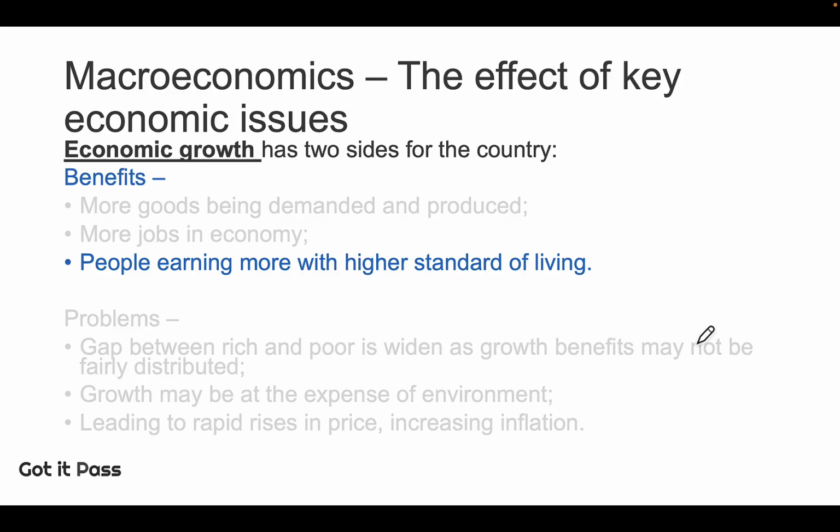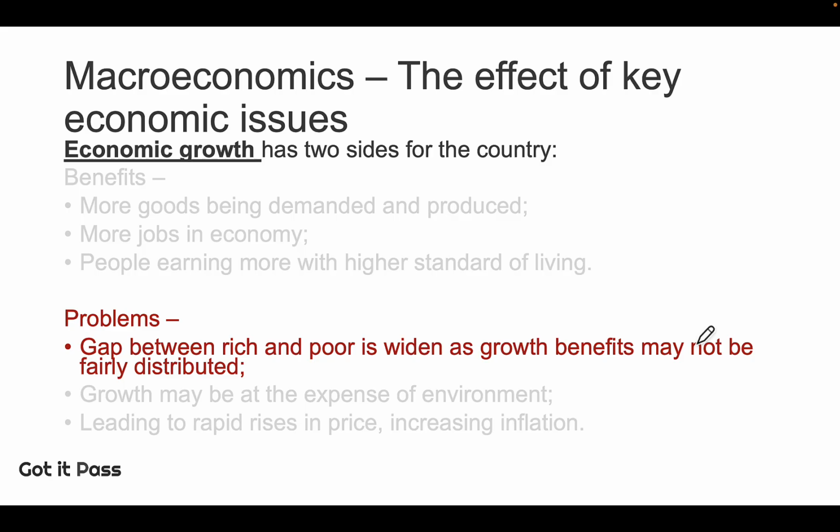But there are still problems when the economic growth is too fast, or there are some so-called side impacts of economic growth. The first one is the gap between rich and poor. Under economic growth, it is not a fair game where everyone can benefit. Some can enjoy the economic growth more than others. So the gap between rich and poor is widened, as growth benefits may not be fairly distributed. Some people may be better off, but not all of them.